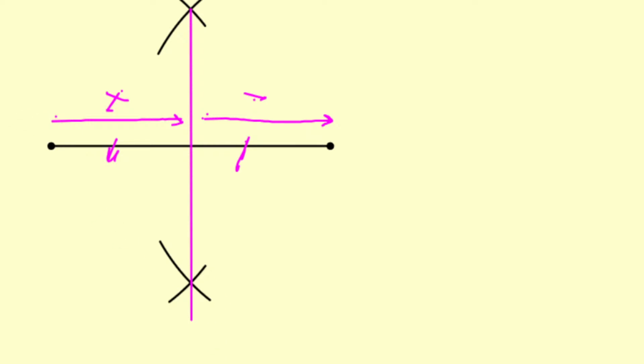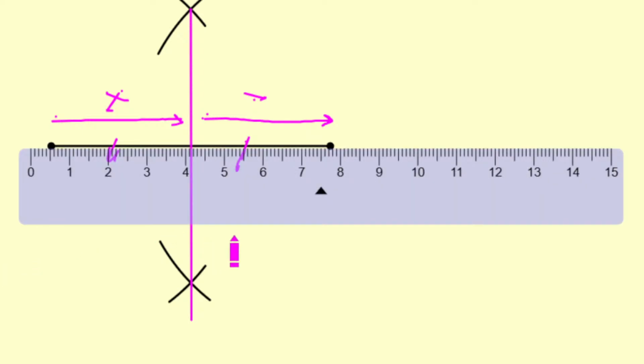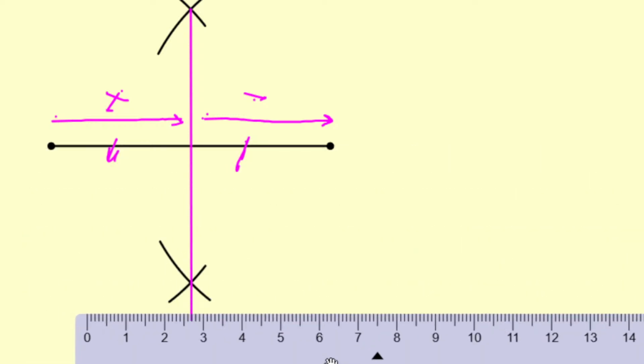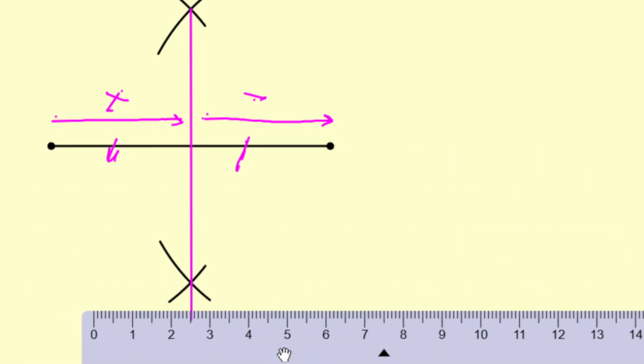Is my construction screen visible now? Is my construction screen visible? Yes. Okay.